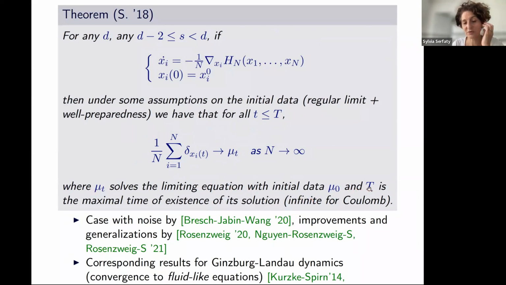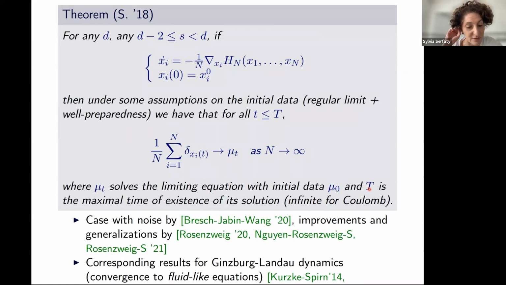Okay, so then it becomes a sort of PDE. When is this limiting equation well posed? What is the maximal time of existence? And it turns out that in these repulsive cases, it's actually well posed for all time. So you have the convergence for any fixed interval of time. Of course, the rate of convergence will deteriorate as time goes to infinity.